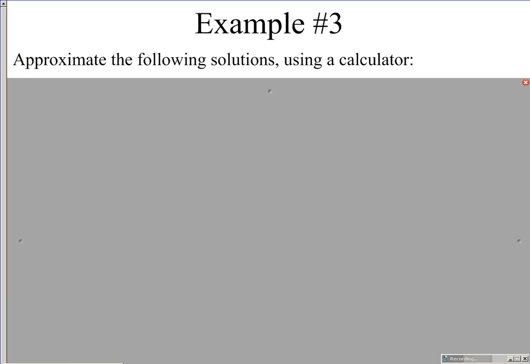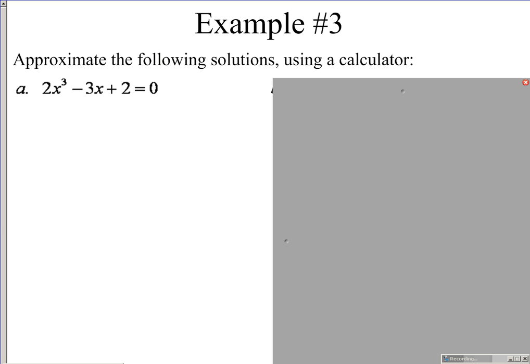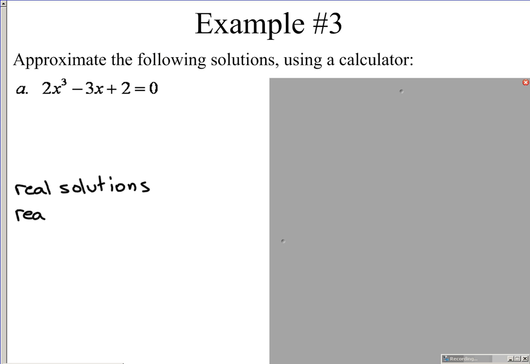Third one, approximate the following solutions using a calculator. So we're going to go to our calculator here. We're going to put this equation in. We want to find the solutions to this equation with the calculator. Now, one thing you need to understand, and this is going to be something that comes up all year long: there are different ways that we can talk about solutions. We can talk about real solutions, real zeros, or real roots. It doesn't matter. All of those will be used interchangeably.